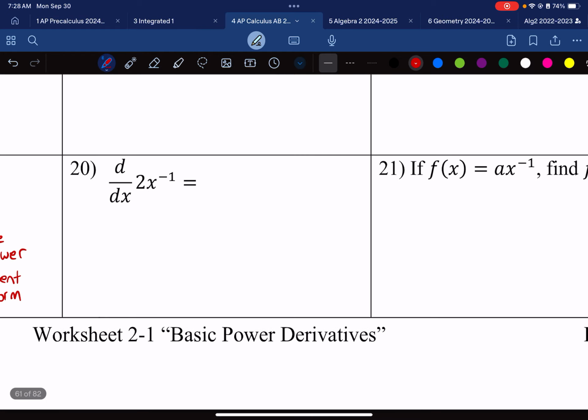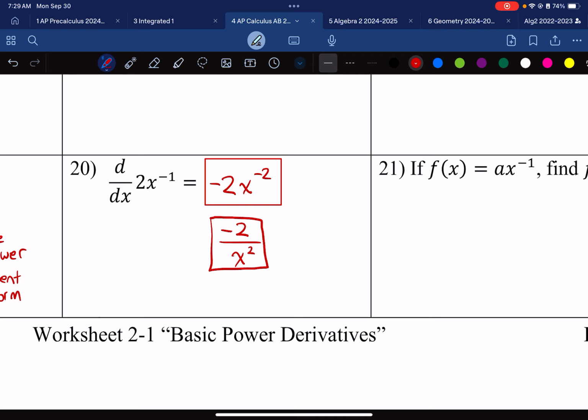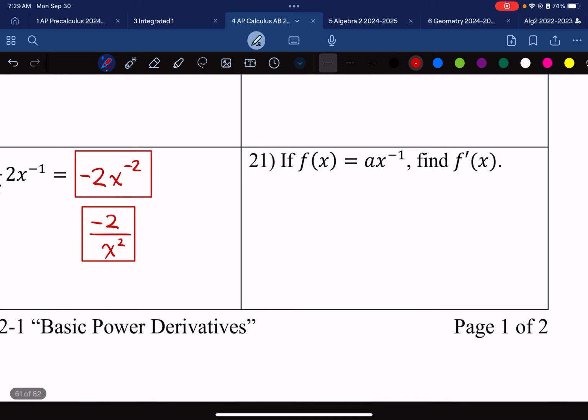All right, same thing down here. The negative 1 is going to be multiplied by a positive 2, which is a negative 2. And then the x is going to have a power of, well, negative 1 goes down to a negative 2. So this is the answer. I'm going to show you how to rewrite this. This is the same thing as having the negative 2 on the top over an x to the power of positive 2 on the bottom. Both of these are valid answers that you should be looking for on a multiple choice test.